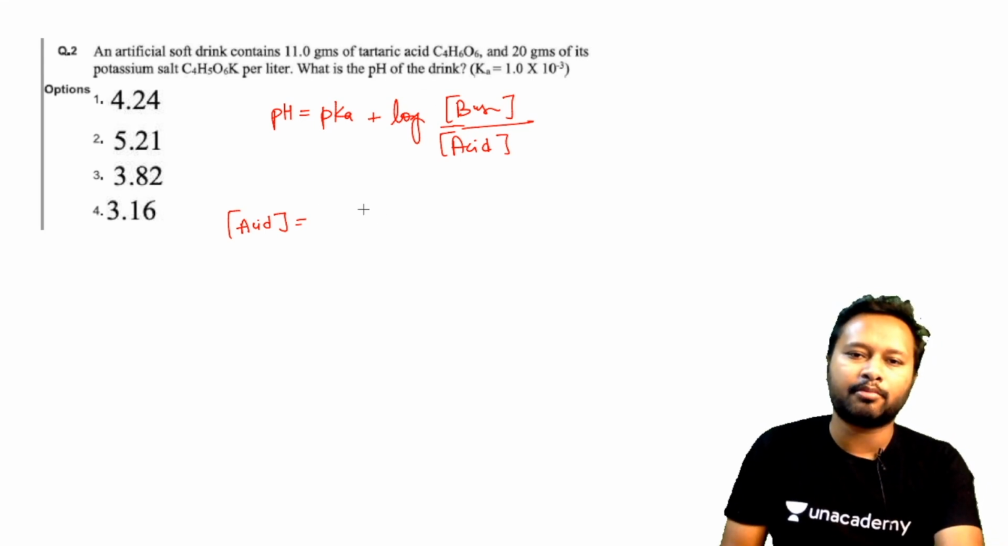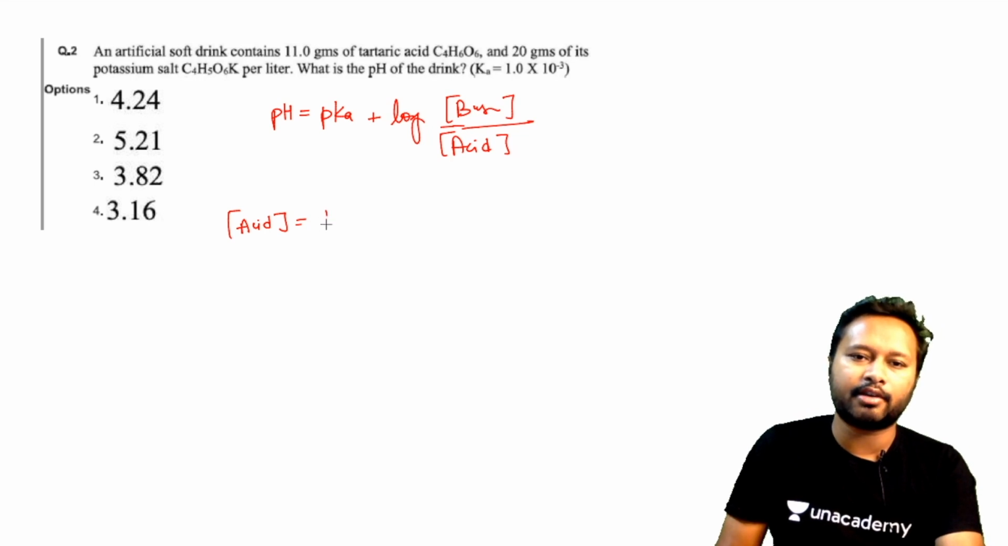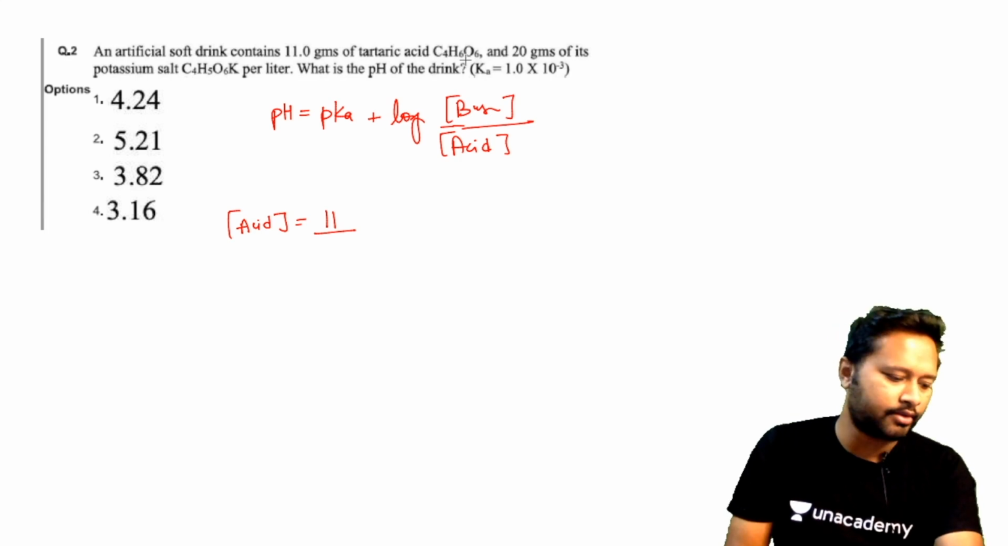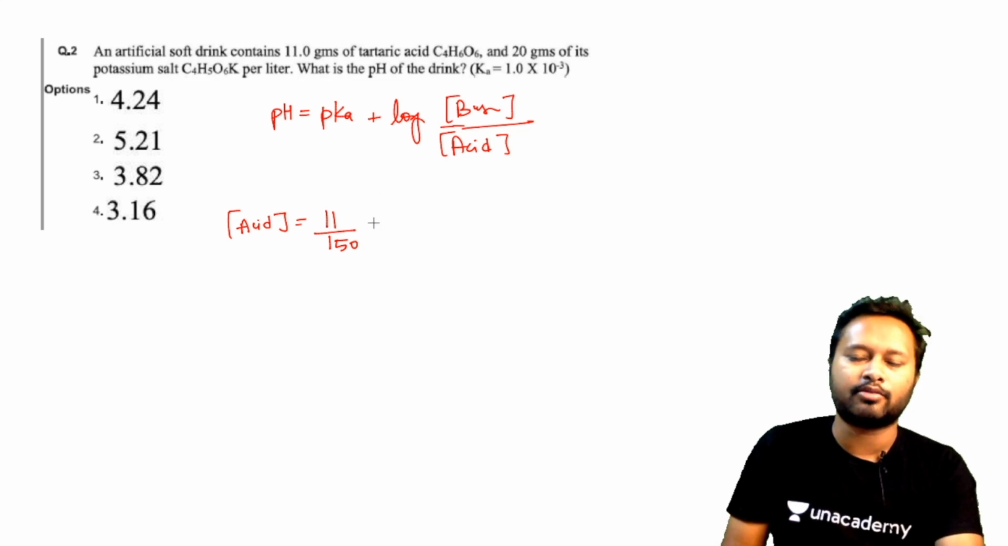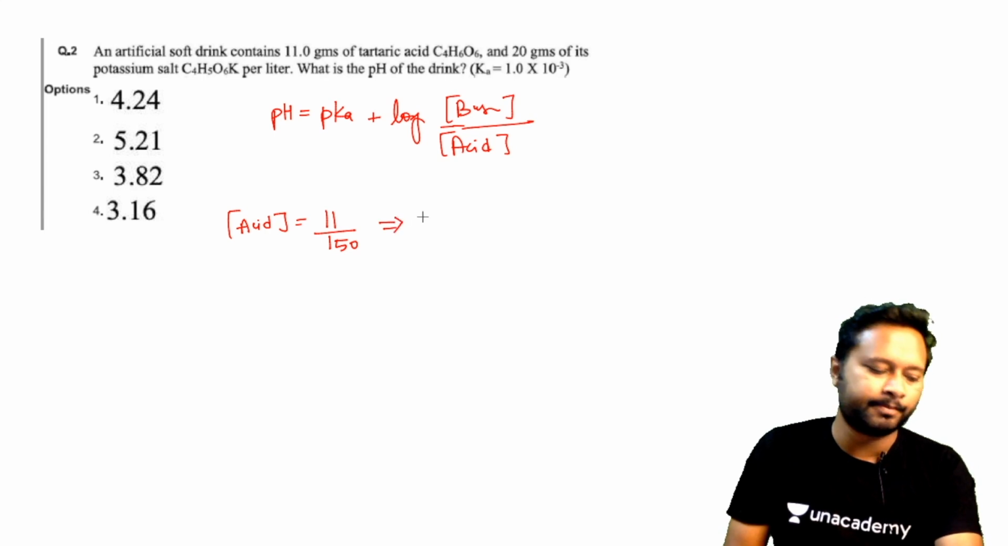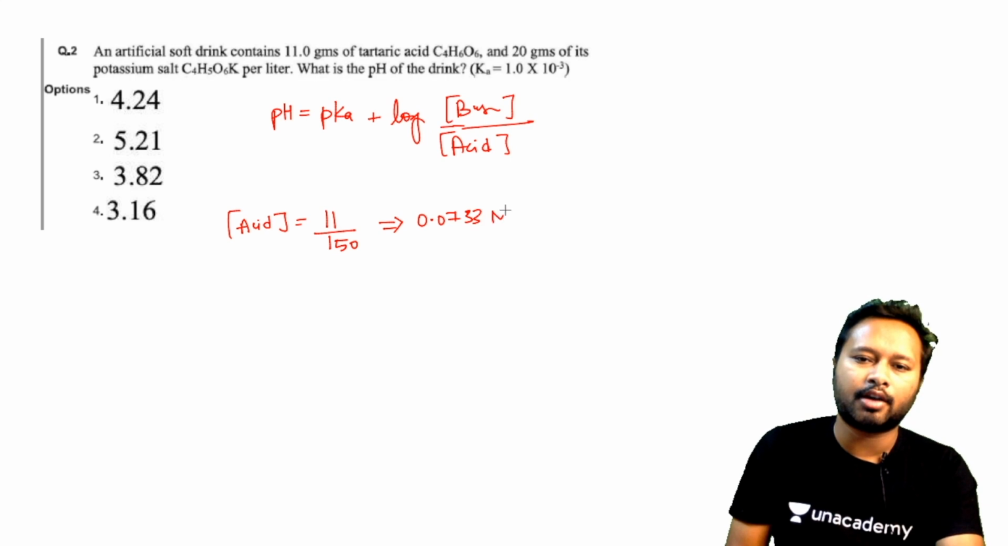So you just need to find the number of moles, which we can calculate as given weight upon molecular mass. Now the given weight is 11 grams, and if you calculate the molecular mass for the carbon, hydrogen and oxygen, it comes out to 150. Since it is for 1 liter, you don't have to divide, but you still can divide it by 1 liter. So basically it is going to give you 0.0733. That's how much molar concentration we get for the acid. Similarly, we will do it for the base. For the base, the weight is 20 grams.